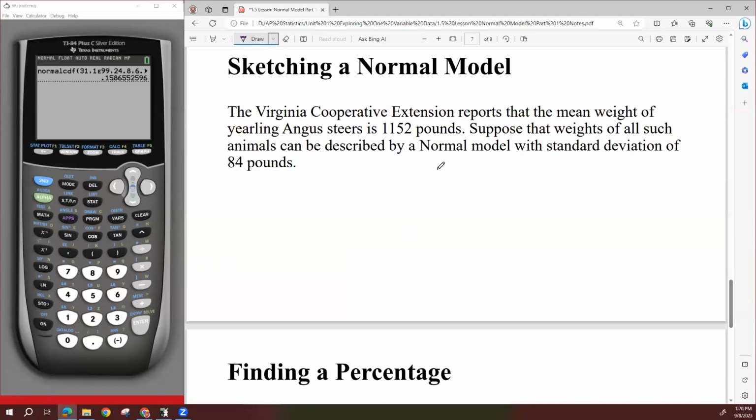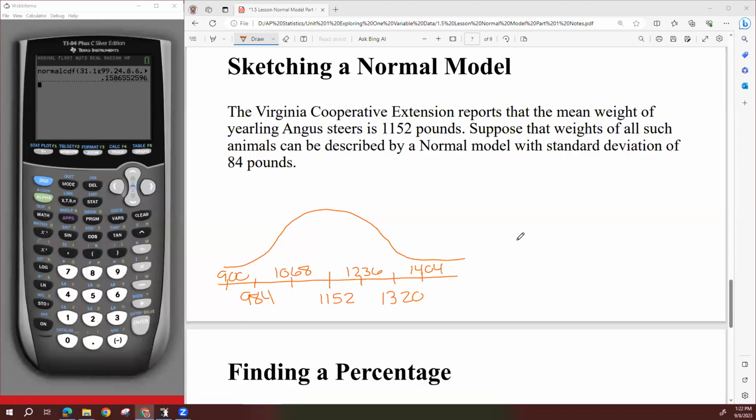I want you to pause here and I want you to read this problem, and I want you to see if you can sketch the normal model based off the information you're given here, and then I will do the same. So hopefully you got something similar to me. If you didn't, now's the time to call me over or to ask me when you see me.